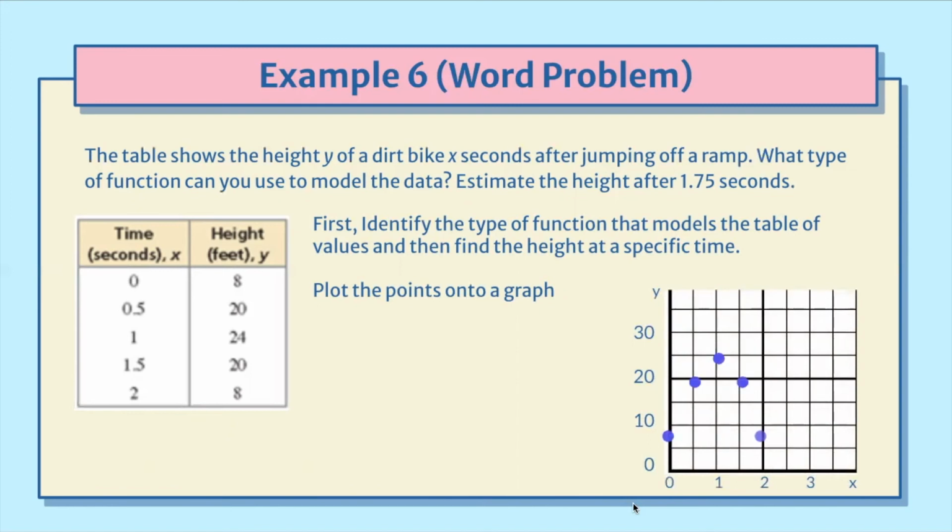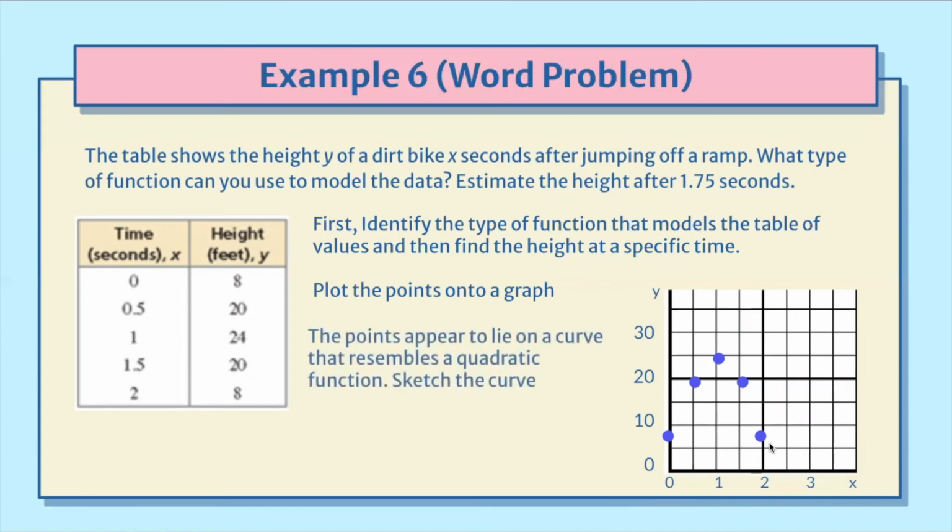I'm just going to add all the points. From the points, we can see that it looks like an upside down parabola, and it can't be an absolute value function because the points are not on a linear line. They curve down if we connected them, which is what we're going to do right now. And this again proves that it's a quadratic function.